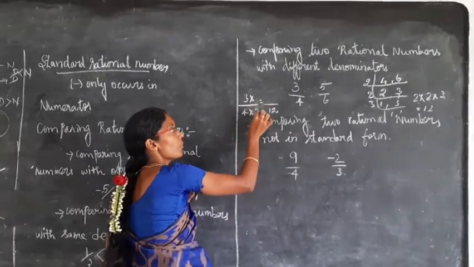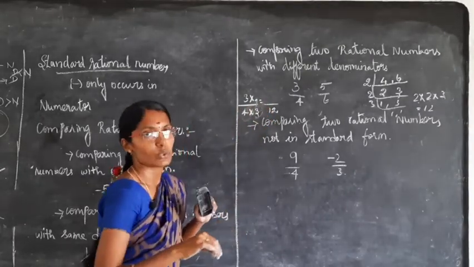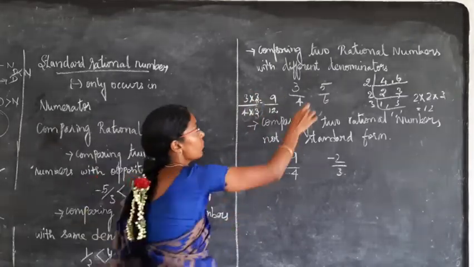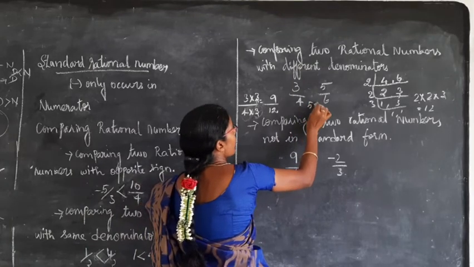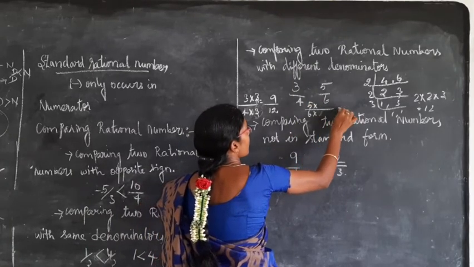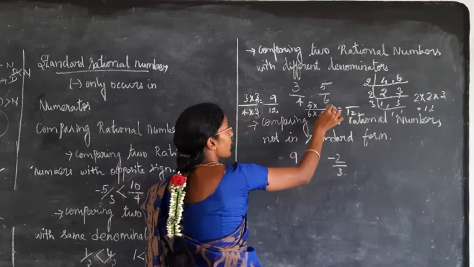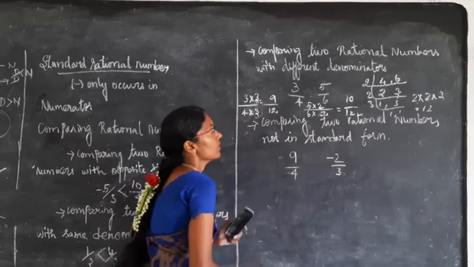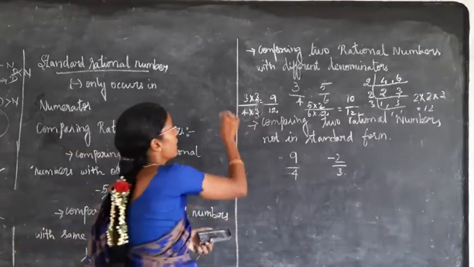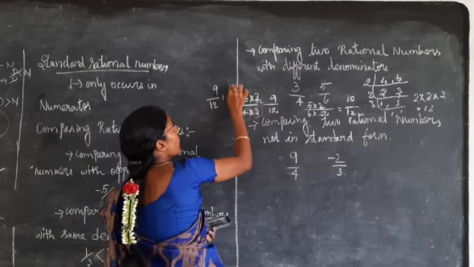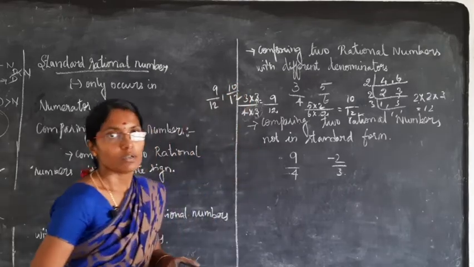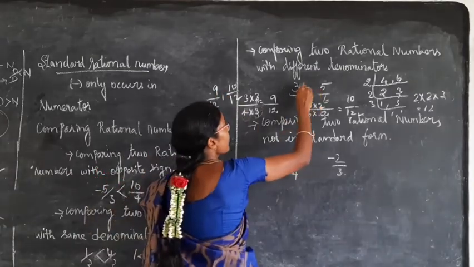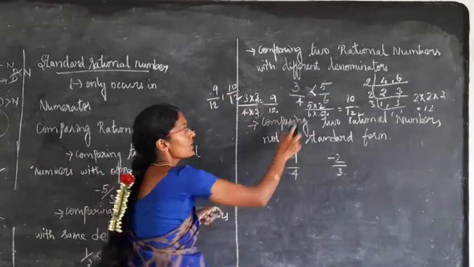The same number has to be multiplied on the numerator also. So 3, 3 3s are 9. Okay. So here 5 into 6, you have to get 12. If you multiply by 2, you will get 12. The same number is multiplied on the numerator. So 10 by 12. Now you can say which number is greater, 9 by 12 or 10 by 12? 10 is greater than 9. So you can easily say 3 by 4 is less than 5 by 6.